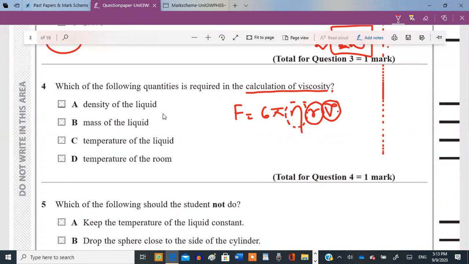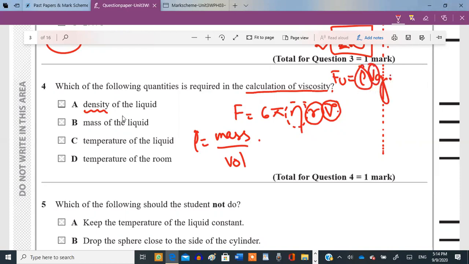So do we need the density of the liquid, the mass of the liquid, the temperature of the liquid, or temperature of the room? Okay, they've given us different scenarios. From the density of the liquid, we can get density is mass upon volume, and this could give us the volume and the mass of that particular liquid. But for the upthrust force, you need the density, rho Vg. You need the density and the volume as well. But you also know that the greater the density, the greater the viscosity, right? So this can be a better answer.